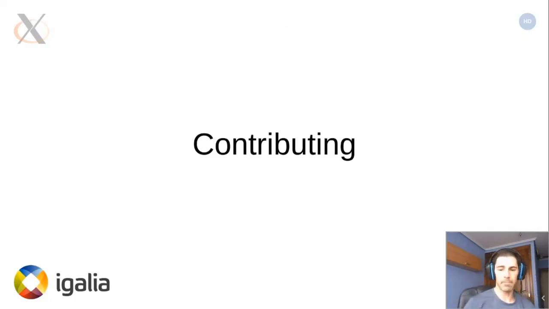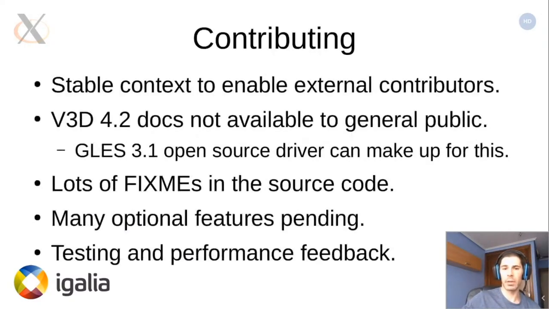Okay, so now let's talk a little bit about how we can enable other people to contribute. As I said in the beginning of this presentation, when we announced the effort to bring Vulkan to the Raspberry Pi 4, we were kind of taking our first steps with the driver, and the development context was not very friendly to other contributors. I mean, there were a lot of moving pieces. Even internally, we had to be very careful about how we coordinated so that we didn't step on each other's feet.